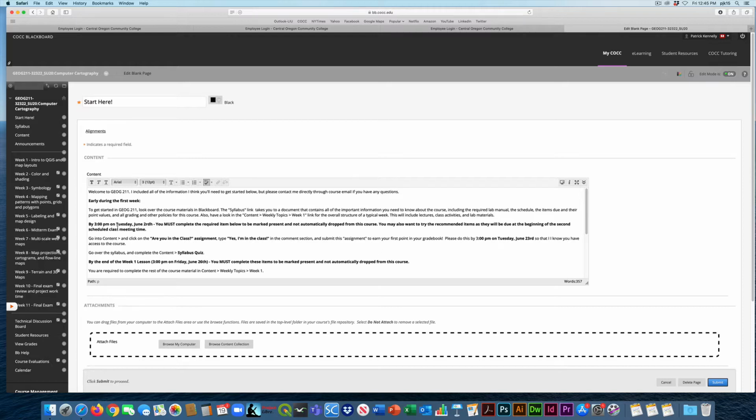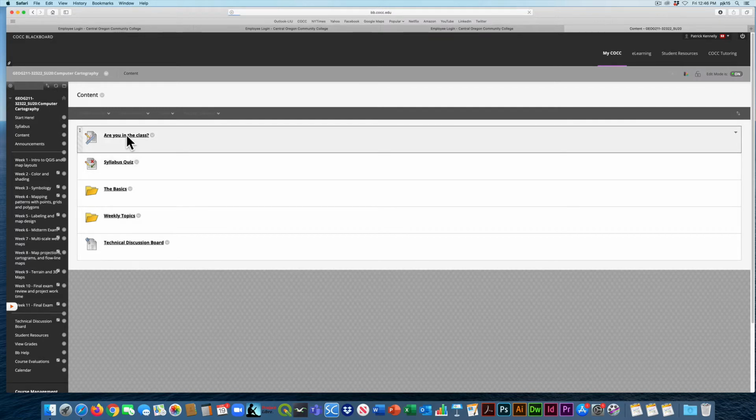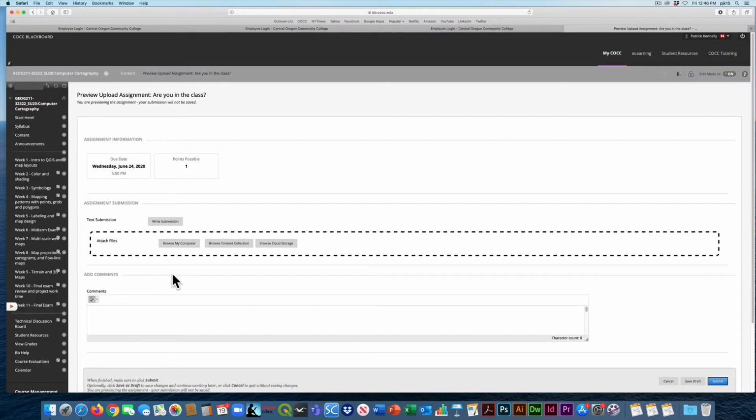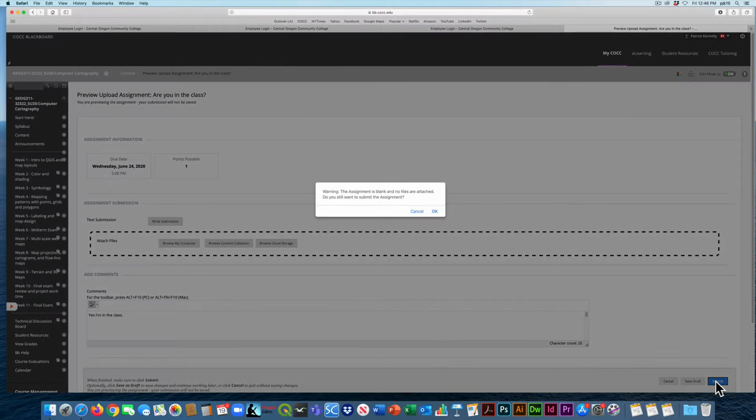In the first few days of the class, by 3 p.m. on Tuesday, the two things you really have to do is just say that you're in the class and then take a syllabus quiz, and then work on the other things for week 1, which are due on Friday. So we can get into week 1 by going under content, and what we can see is the first thing, are you in the class? All you have to do to complete this is put a comment here, yes, I'm in the class. And once you submit that, you've earned your point there.